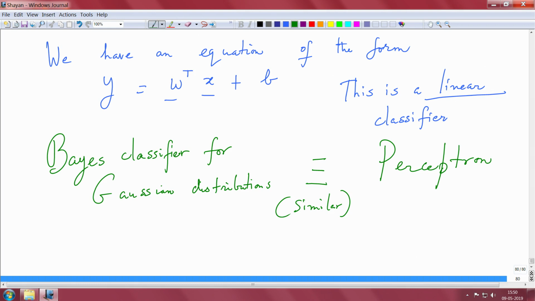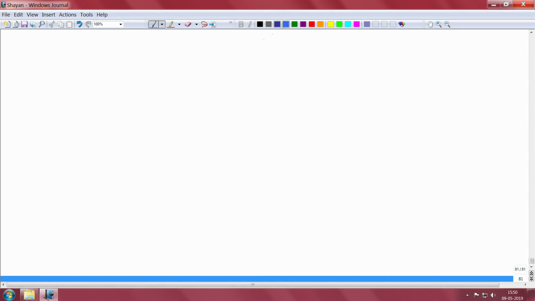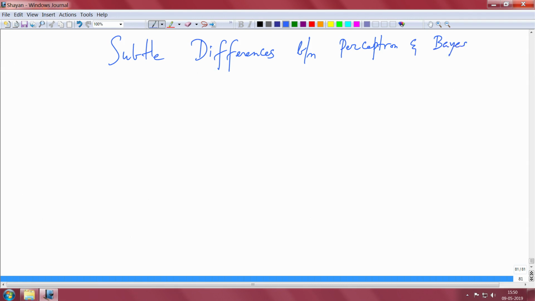But there are subtle differences. So, we have to pinpoint those subtle differences. So, we will comment upon that. Subtle differences between perceptron and Bayes classifier under the restriction that we had.